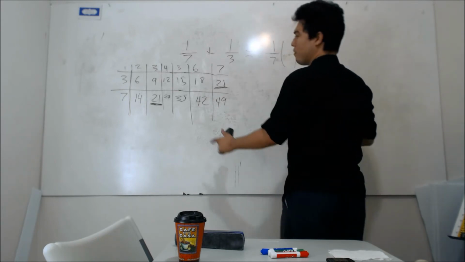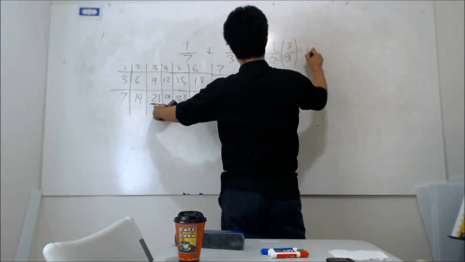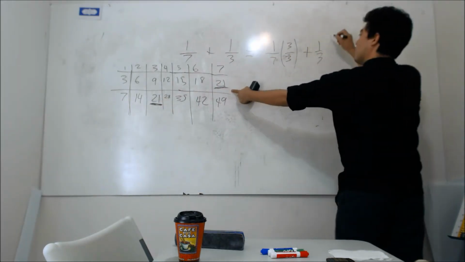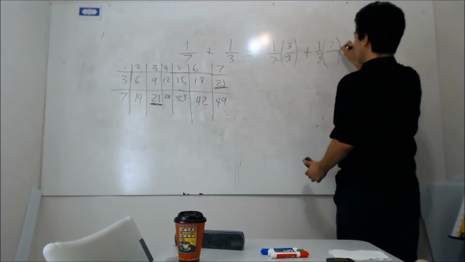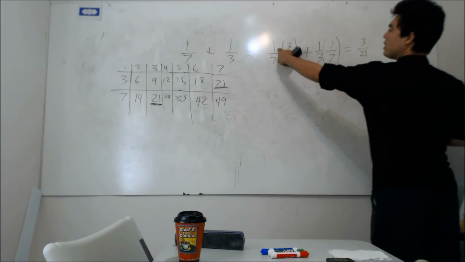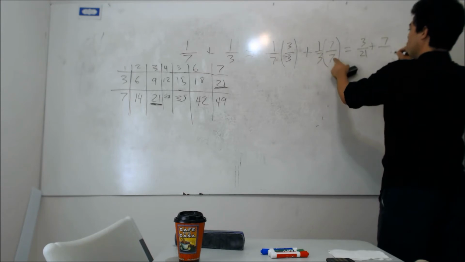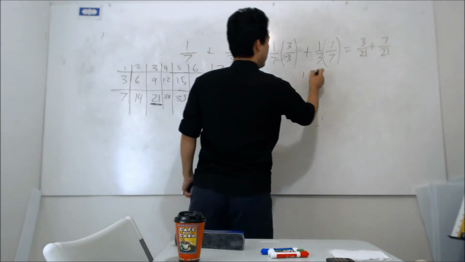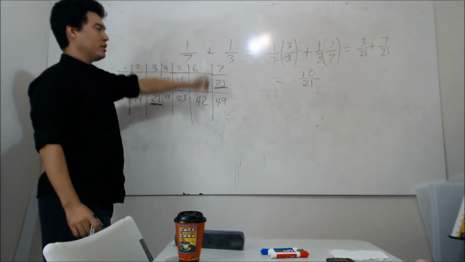1/7 times, in this case we found that times 3 gives us 21. So it's going to be 3/3 plus, and here we found that 3 times 7 equals 21, so it's going to be 7/7 over here. And this is going to equal 3/21, right? Because 1 times 3 is 3, 7 times 3 is 21, plus 1 times 7, which is 7, over 3 times 7, which is 21, which gives us 10/21. So 1/7 plus 1/3 is 10/21.